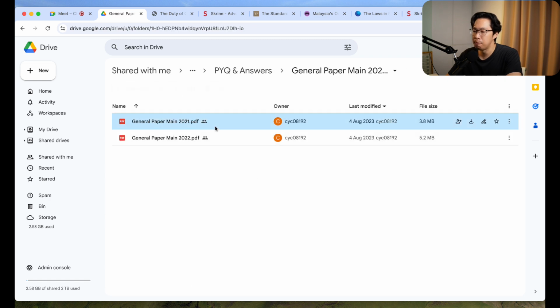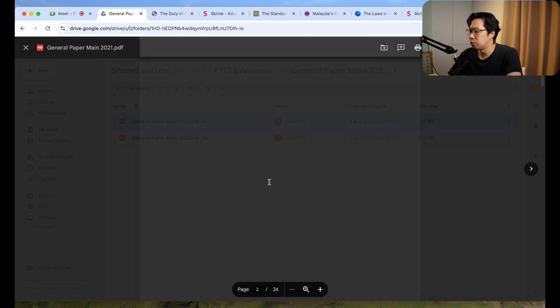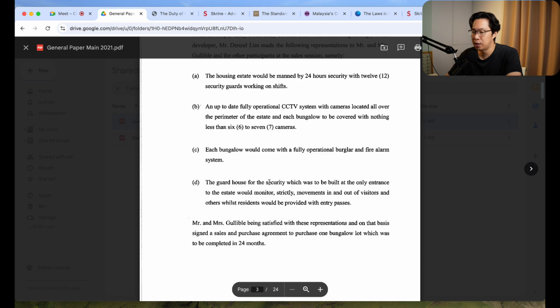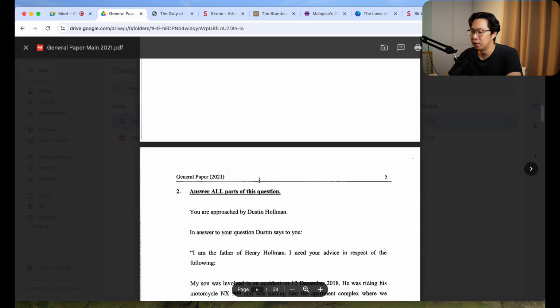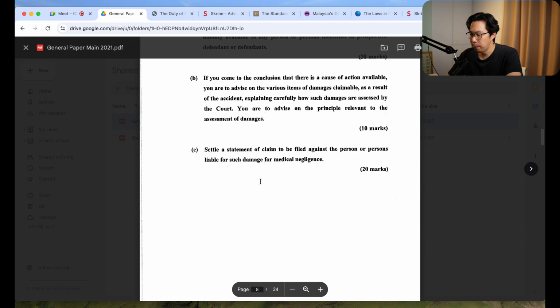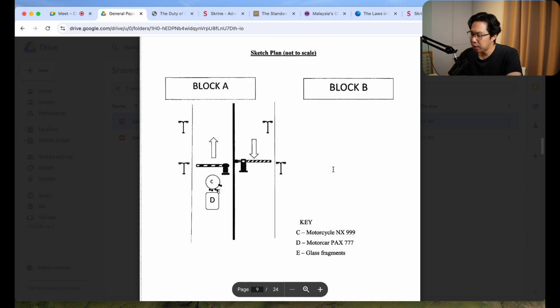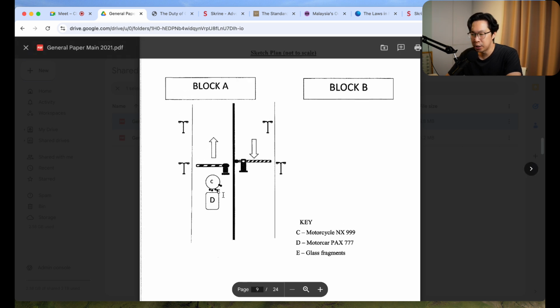Let's see a few more. Different from contract, where the contract is just the question itself, straightforward, and then you answer. So again, question 2. Sketch plans. Very often you get sketch plans.